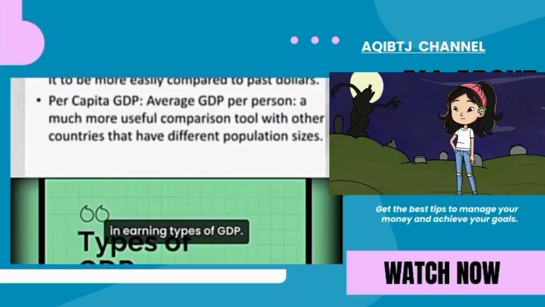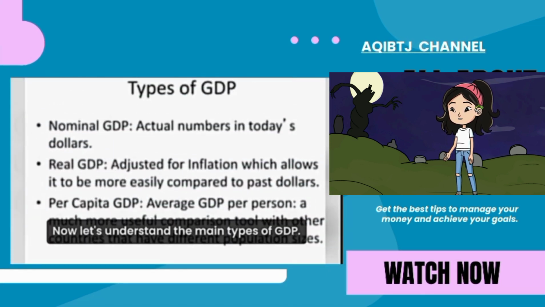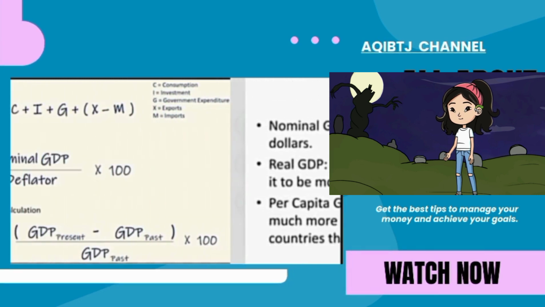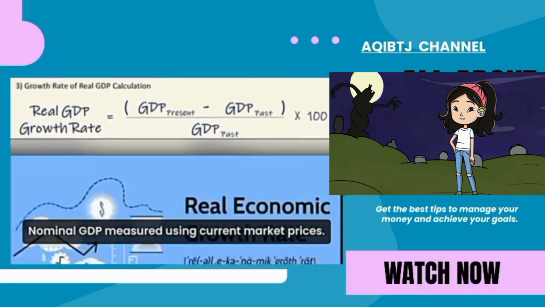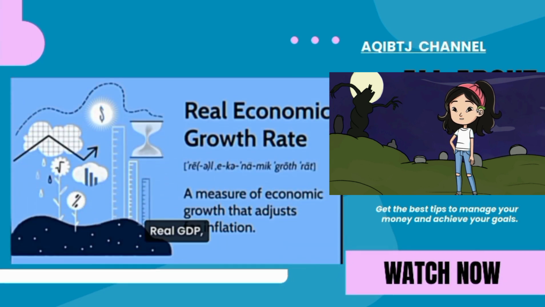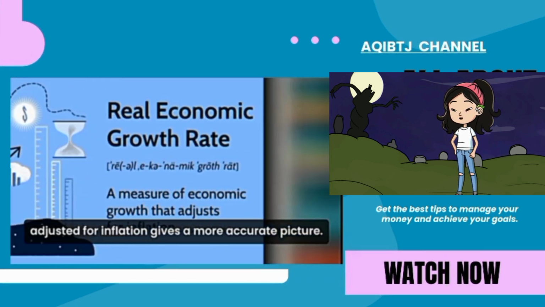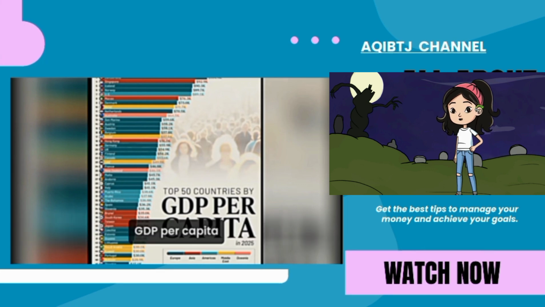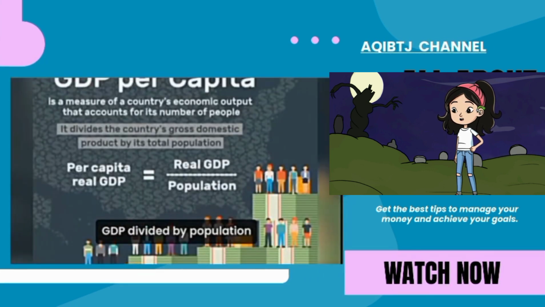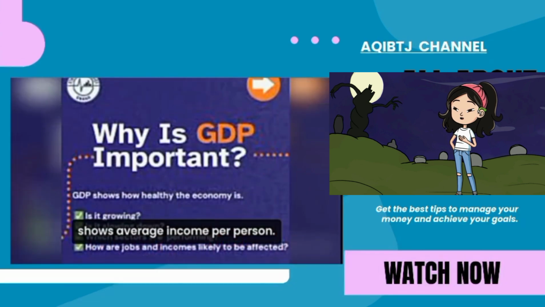Types of GDP. Now let's understand the main types of GDP. Nominal GDP: measured using current market prices. Real GDP: adjusted for inflation, gives a more accurate picture. GDP per capita: GDP divided by population, shows average income per person.